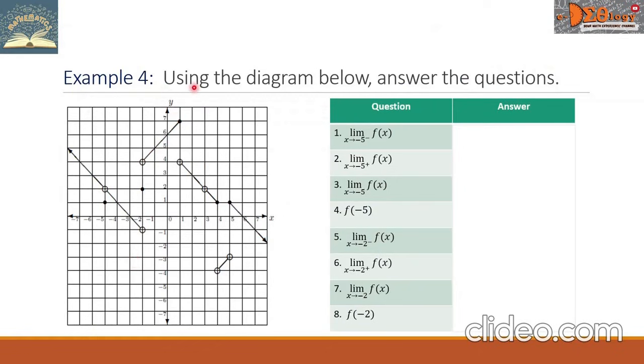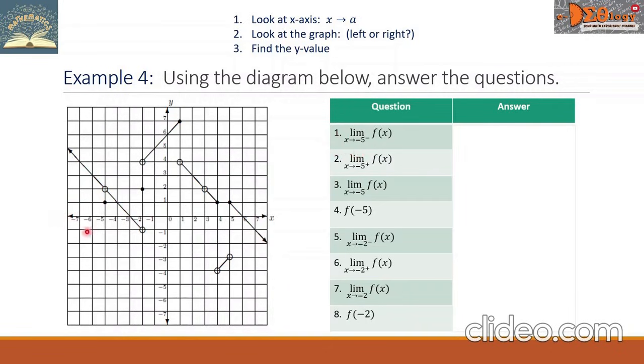Example 4. Using the diagram below, answer the questions. This is our graph that pertains to a single function. Number 1 question. The limit of the function f of x as x approaches -5 from the left. Here we have some clues on how to solve this. Number 1, look at x-axis and let us find as x approaches a. Meaning, in problem 1, x approaches -5.